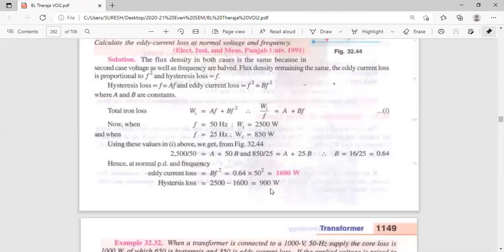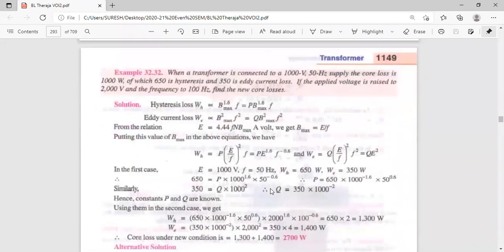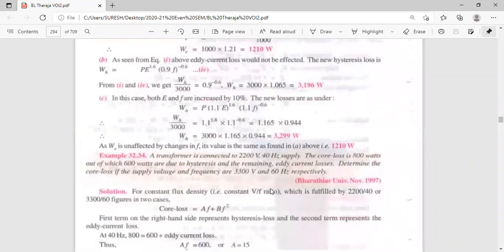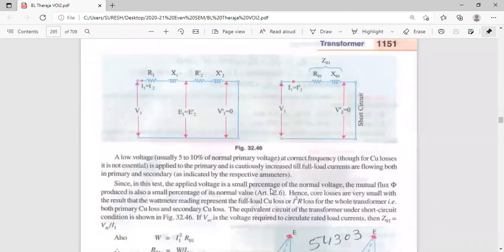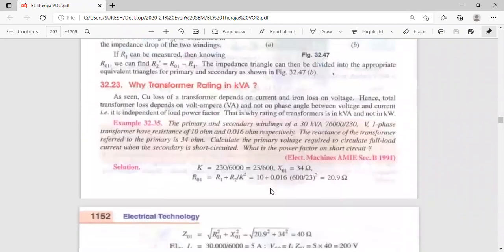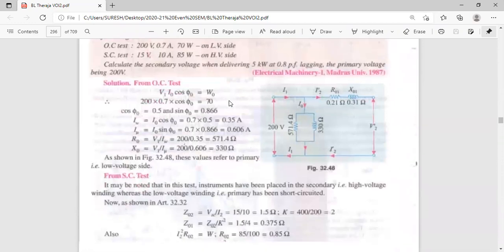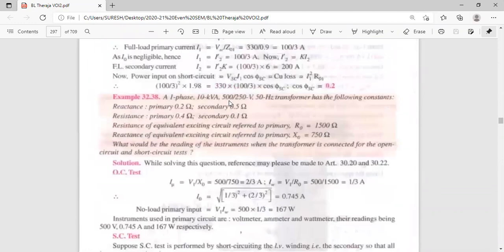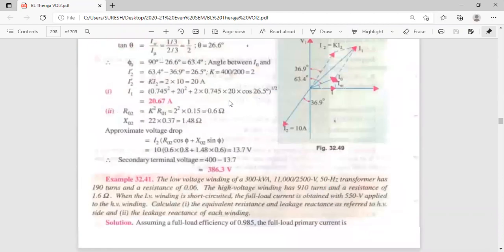Taken? Yes, sir. Okay. Now we'll go to the next concept. Equivalent circuit is completed. Next concept: have I explained why transformer rating is in kVA? Yes, sir. Okay. Then we'll go to regulation, the next topic. One minute.